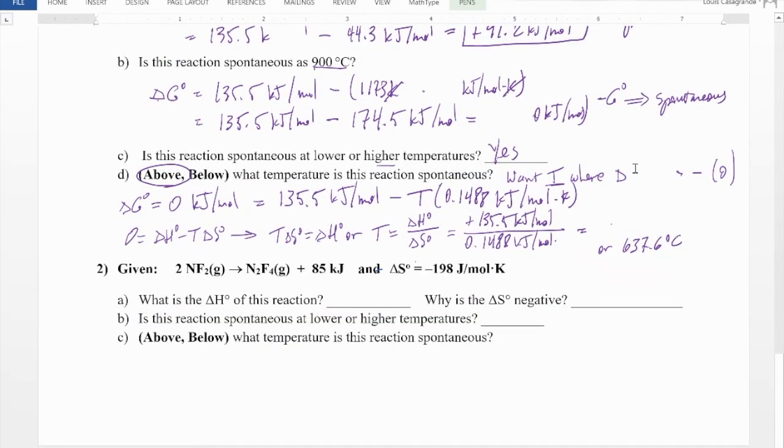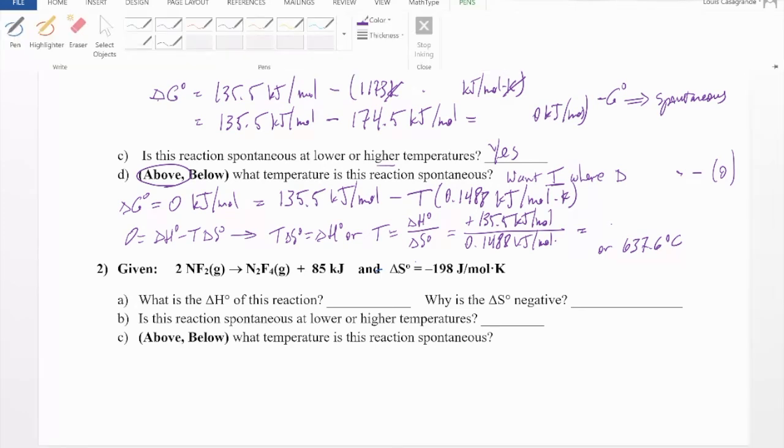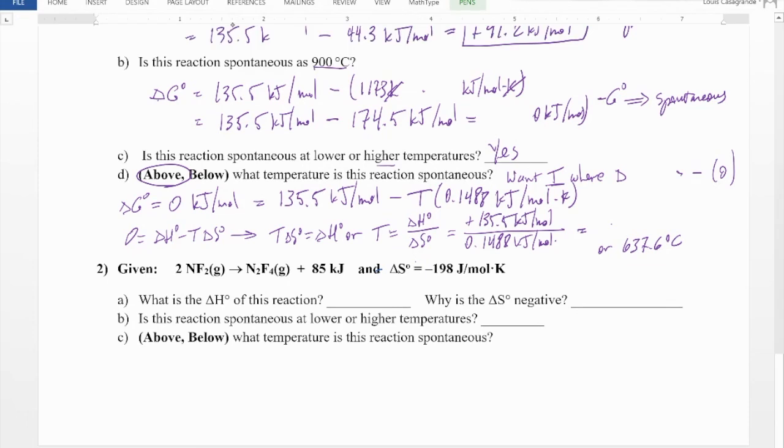So the delta G naught temperature I want is where delta G naught goes from positive to negative. All right, and that temperature was 910.6 Kelvin. All right, hopefully that doesn't get lost now.